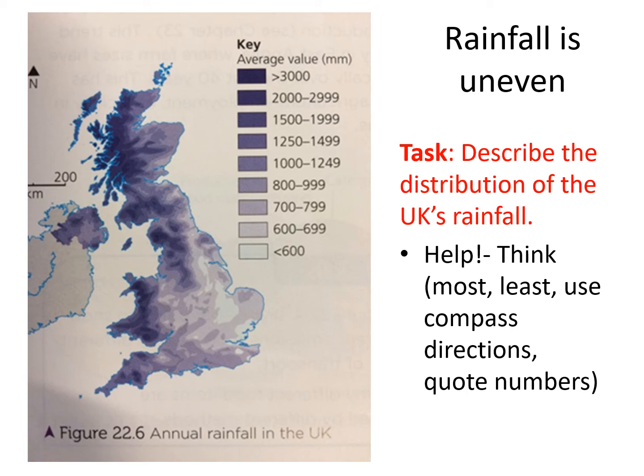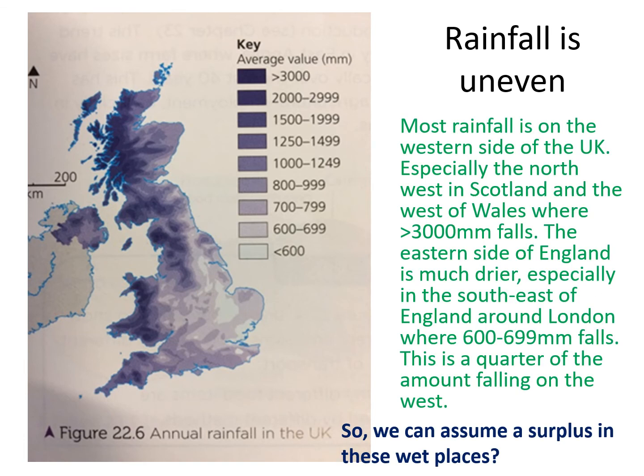Okay, there's my answer. Most rainfall is on the western side of the UK. I think you can agree with that. Especially the northwest in Scotland and the west of Wales, where more than 3,000 millimetres falls. Look at how I'm using numbers there and trying to use place names.